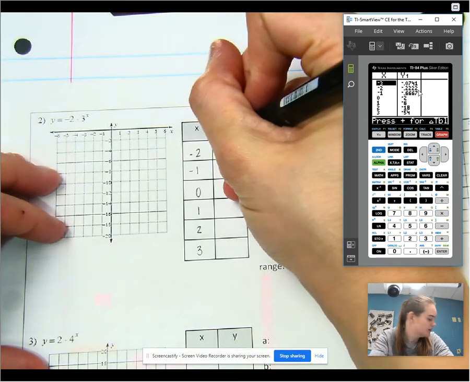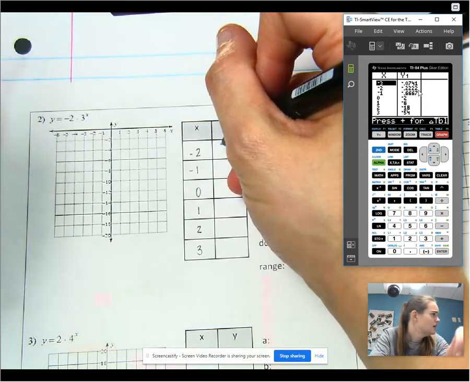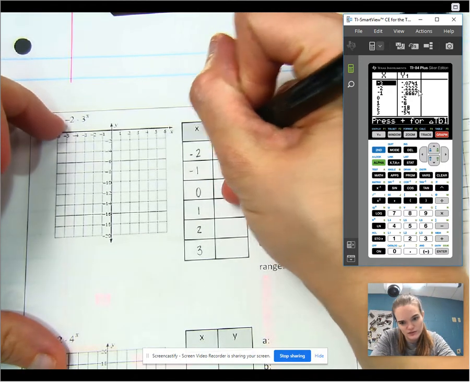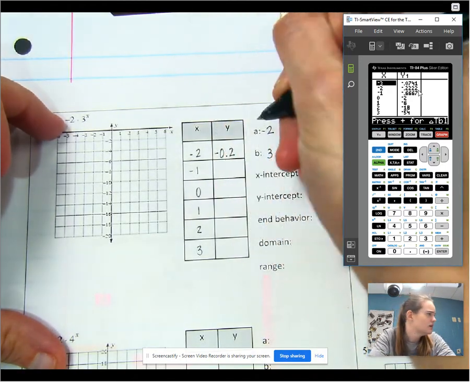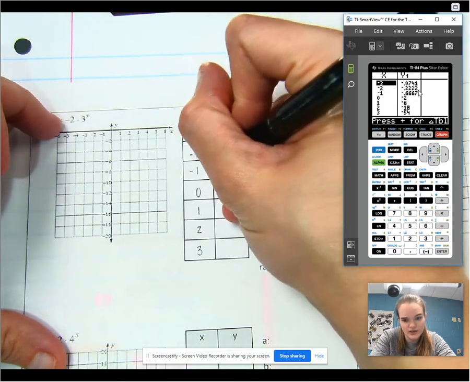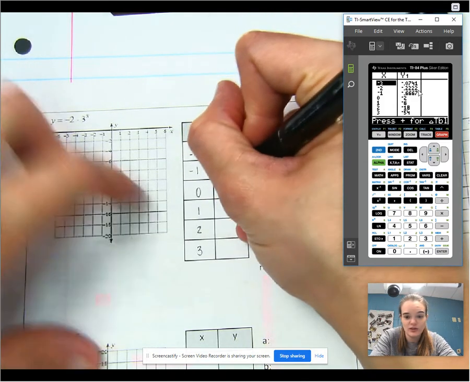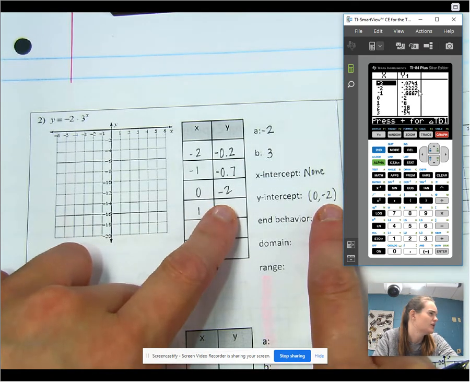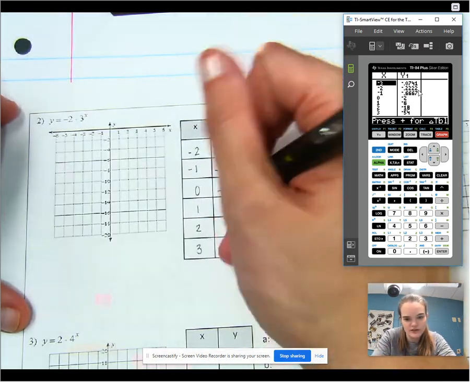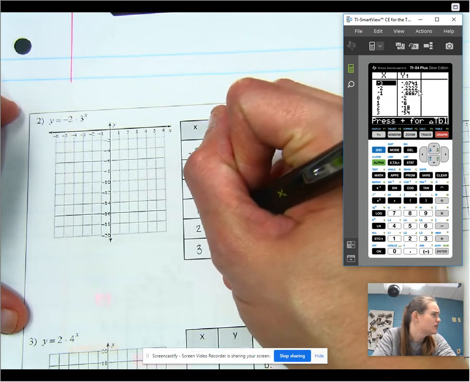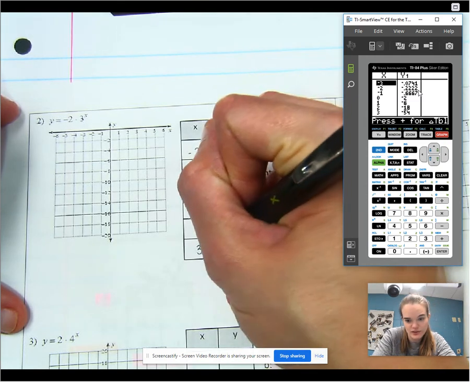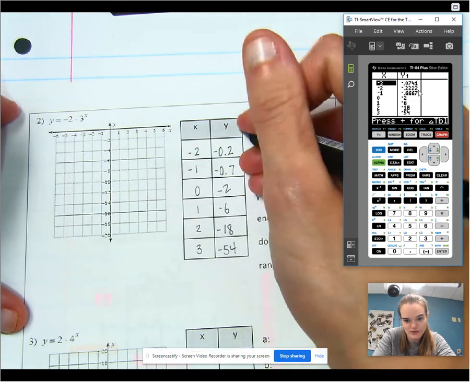-2 is -0.2. -1 is -0.7. 0 is -2, like I told you, the y-intercept. 1 is -6. 2 is -18. 3 is -54. We'll be able to graph them all, but the last one.